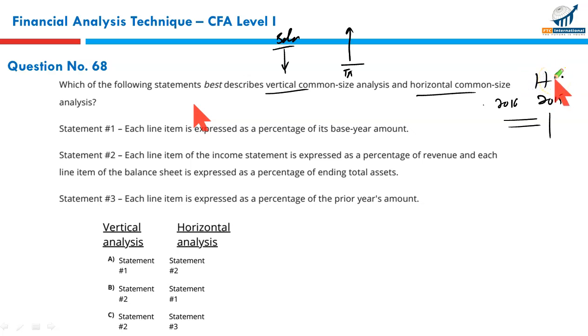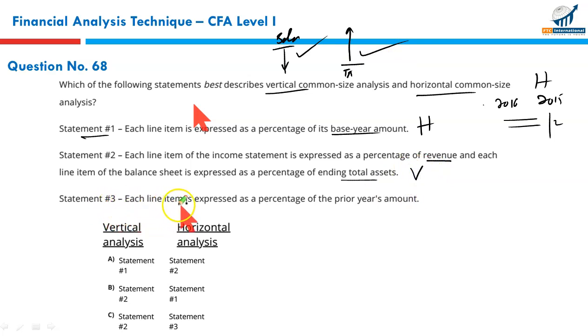All right. Keeping this idea in our head, statement 1, each line item is expressed as a percentage of its base year. Statement 1 is pointing us towards horizontal or vertical common size analysis? Each line item is expressed as a percentage of its base year. This is horizontal. Statement 2, each line item of the income statement is expressed as a percentage of revenue, and each line item of the balance sheet is expressed as a percentage of total assets. Vertical.